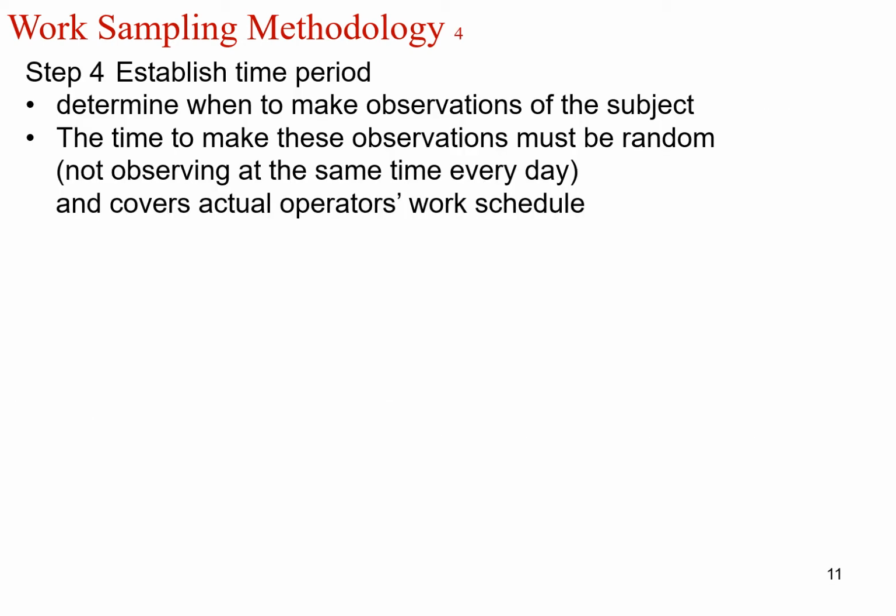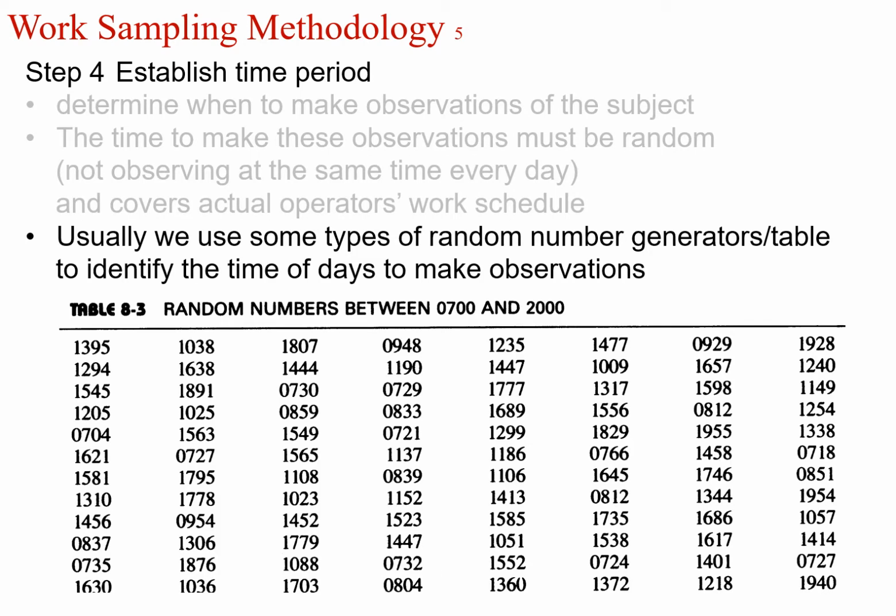Step 4. We determine when to make observations of the subject. The times must be random, not observing at the same time every day. Observation times must be spread across operators' work schedule. To do this, we need to randomly generate numbers between work schedule time.